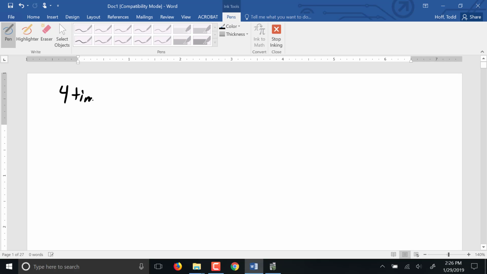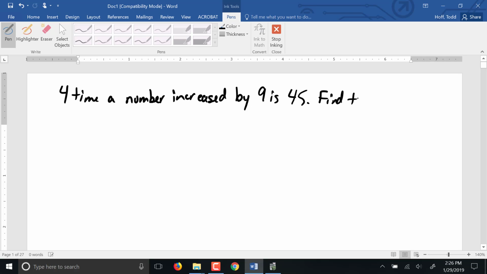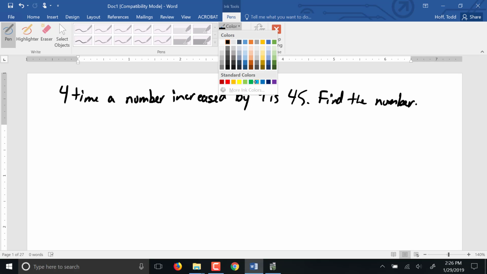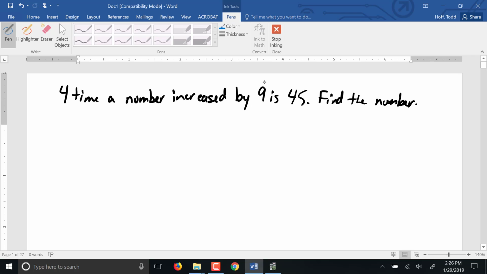4 times a number increased by 9 is 45. Find the number. Well, we just write the equation. Now, I always like to find the equal sign. In this case, "is 45" means equals 45. So I've already got the part after the equal sign. Now let's do the part before.